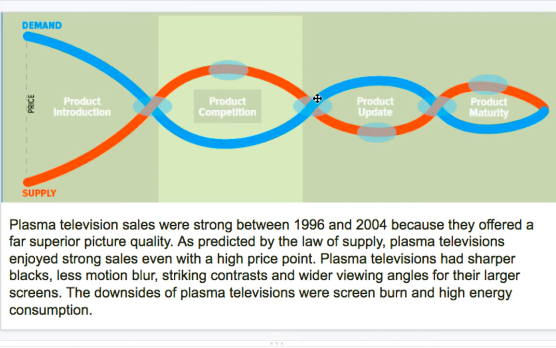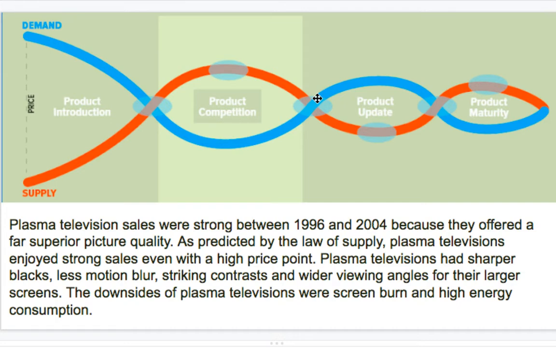As predicted by the law of supply, plasma televisions enjoyed strong sales at an even higher price point, even at a high price point. Plasma televisions had sharper blacks, less motion blur, striking contrast, wider viewing angles, and larger screens. The downsides of plasma televisions were that the screen can burn, and high energy consumption.